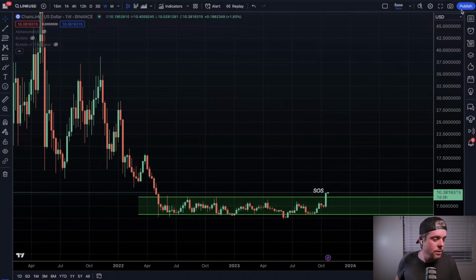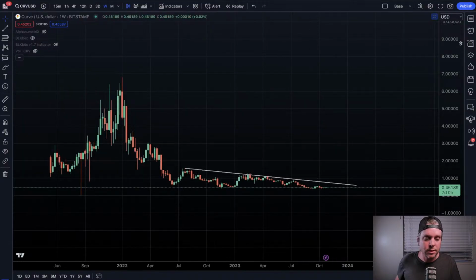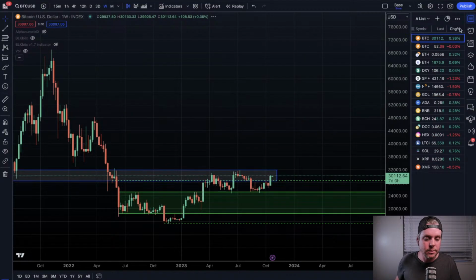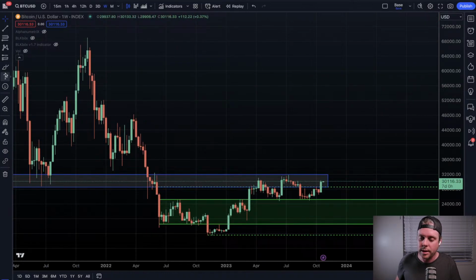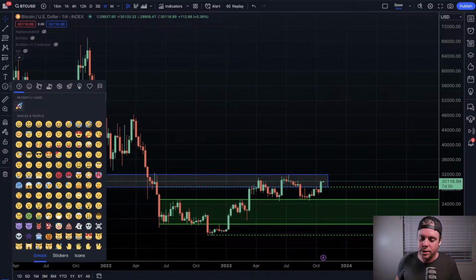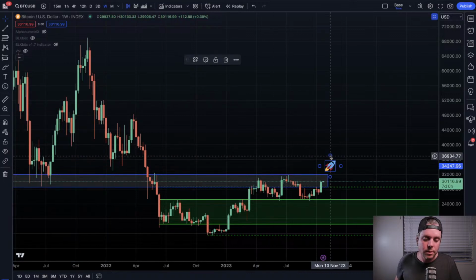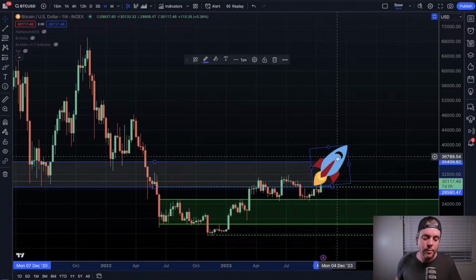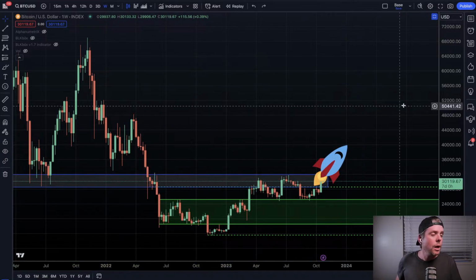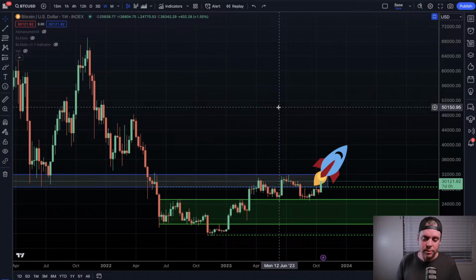QNT, BTC moon right now. I don't think Bitcoin is mooning right now, is it? Oh yeah, we're mooning now. Where's my rocket ship? Let's go. Let's go. Anyways. Okay, what else? QNT.